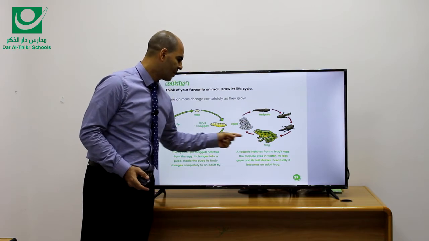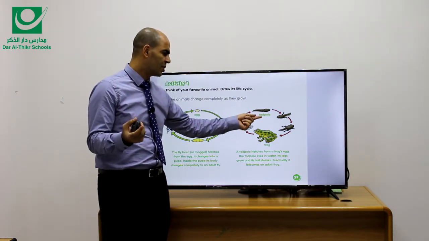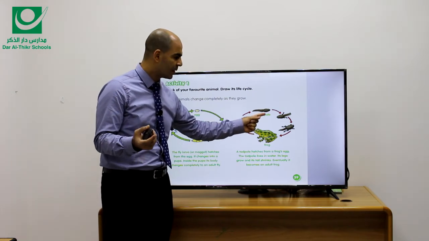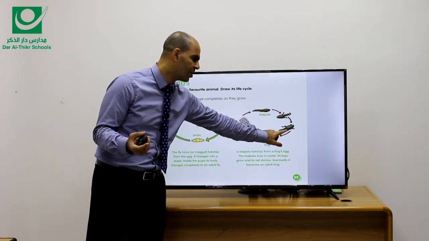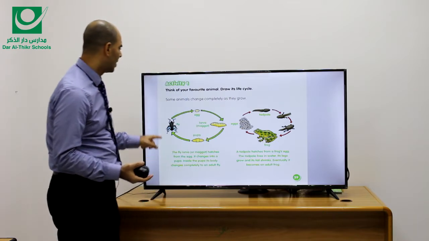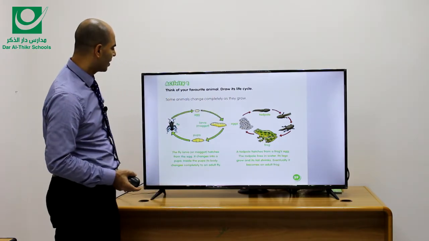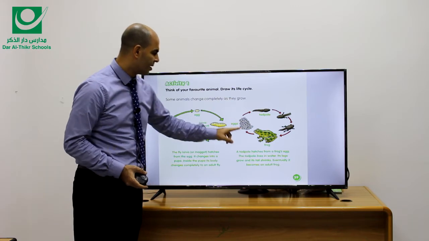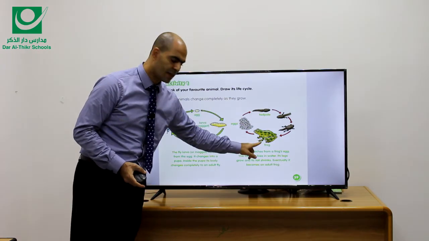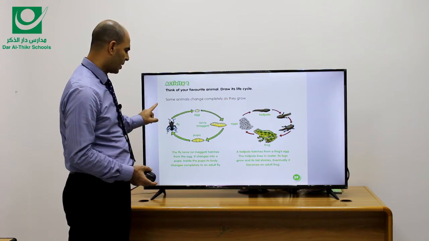The frog lays eggs. The eggs change into a tadpole. The tadpole becomes a froglet. The froglet becomes a frog. Some animals change completely as they grow. Okay, like you see, the egg became an adult frog. The egg here became an adult fly.